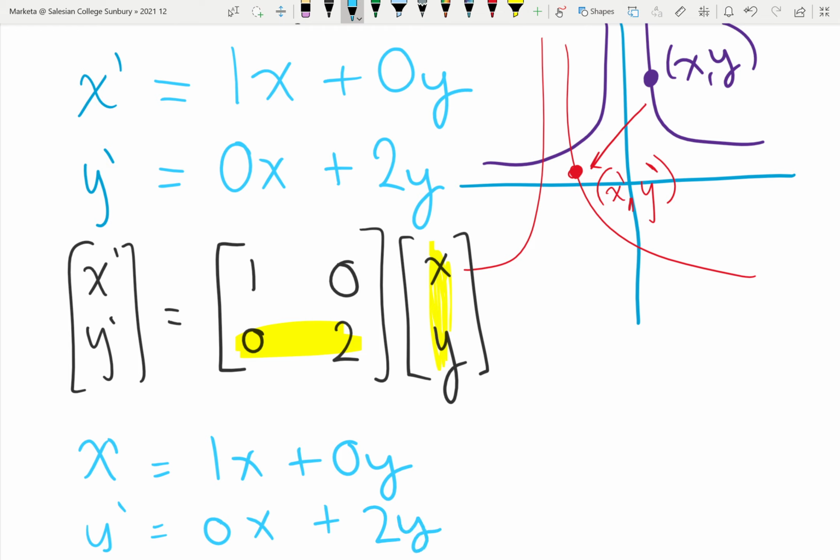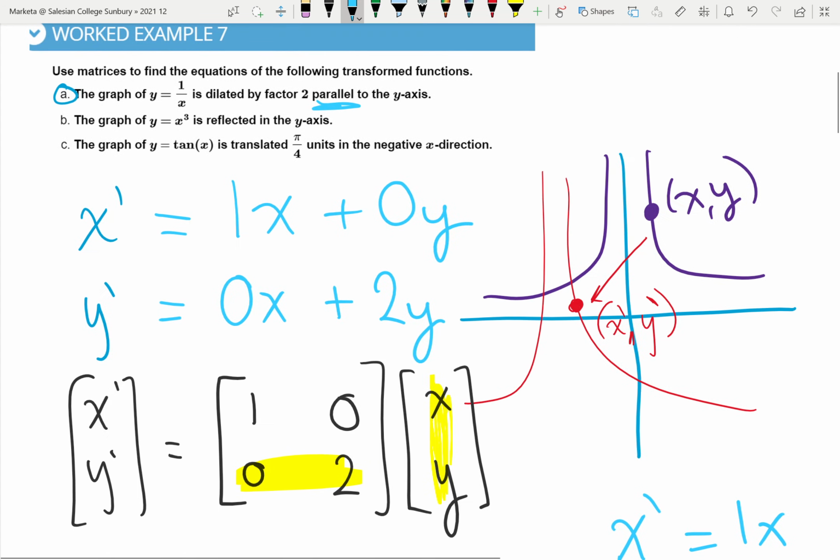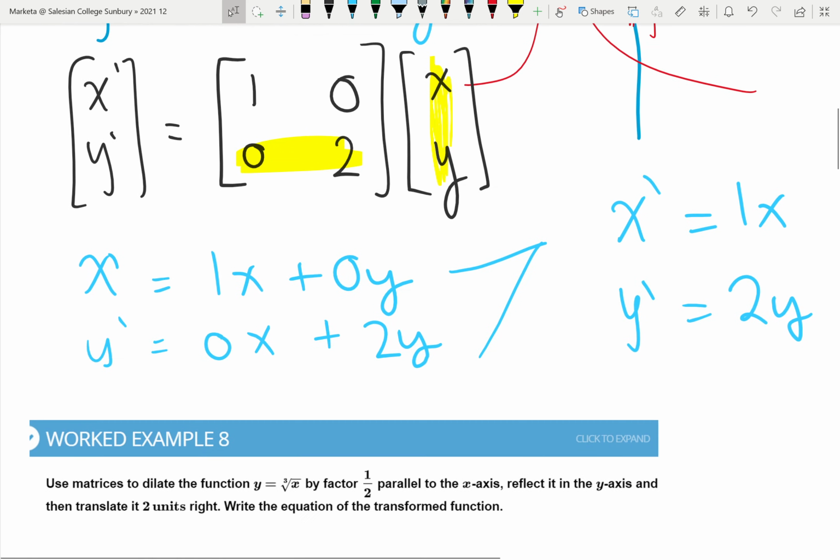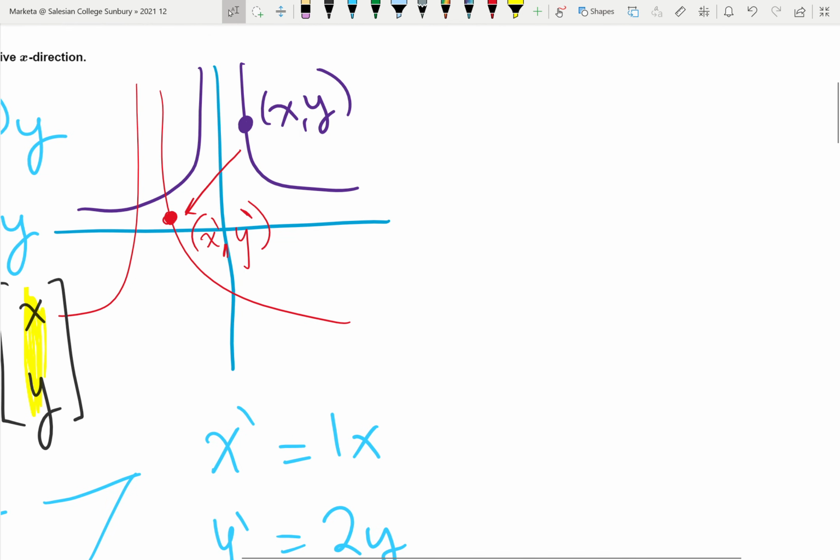So now I can simplify that. X image equals 1x and y image equals 2y. And well, now it's that thing where we have to substitute. So our original equation was 1 over x. So we had y equals 1 over x. And now we've got to substitute in.